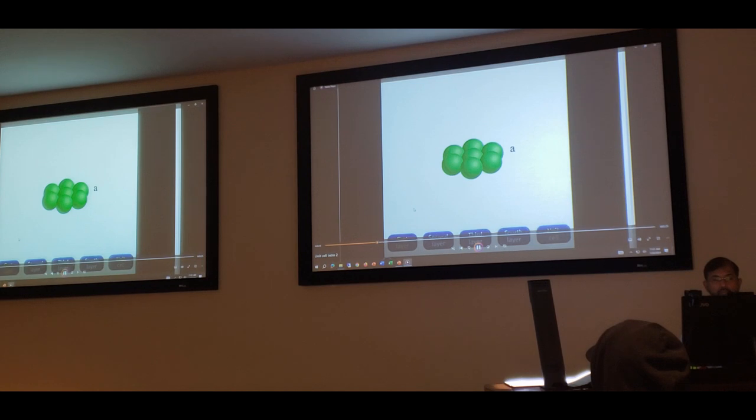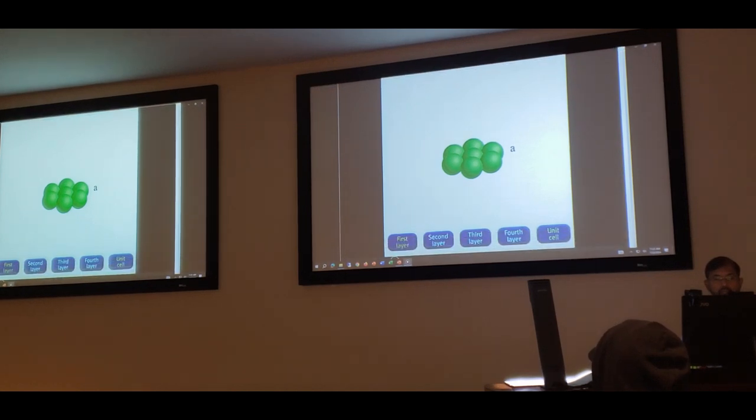This is the first layer of a crystal with its atoms arranged in cubic close packing. Click on the second layer button to see how the second layer stacks in cubic close packing. The second layer of atoms stacks in the depressions in the first layer. Click on the third layer button to see how the third layer stacks in cubic close packing. The third layer stacks in the depressions of the second layer, but the third layer is offset from both the first and second layer. The third layer is occupying sites above half the depressions.